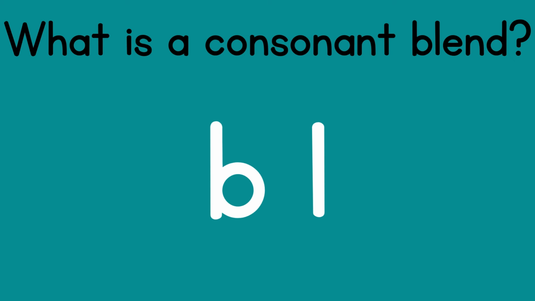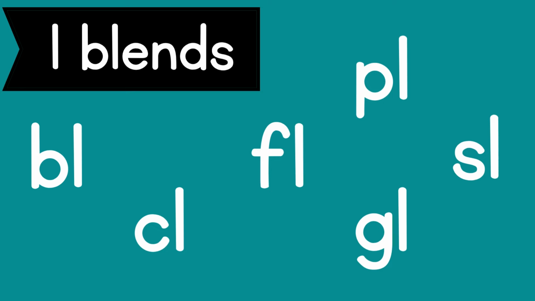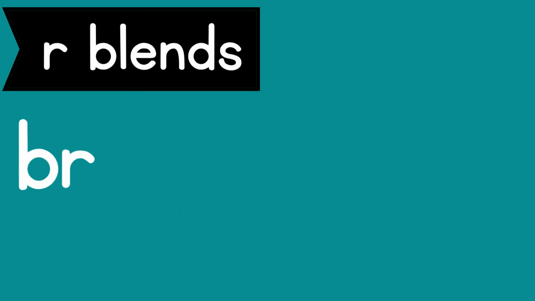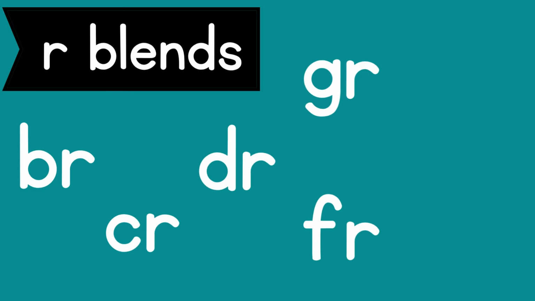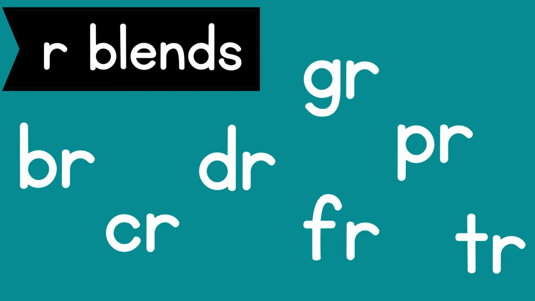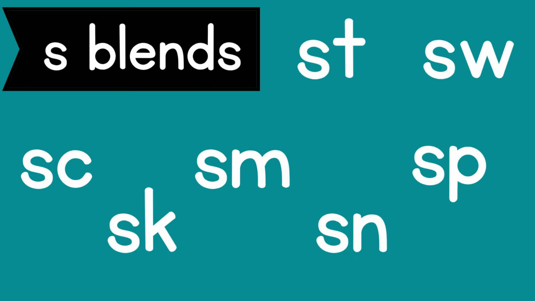For example, if a word starts with BL, B and L are a blend, so you would say bl instead of b-l. We say both sounds together. Let's say some L blends: bl, cl, fl, gl, pl, sl. Here are some R blends: br, cr, dr, fr, gr, pr, tr, and some S blends: sc, sk, sm, sn, sp, st, sw.